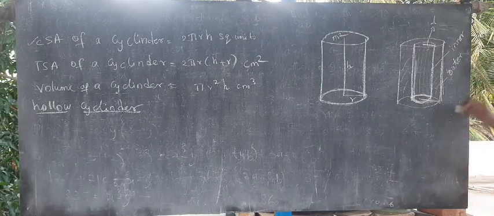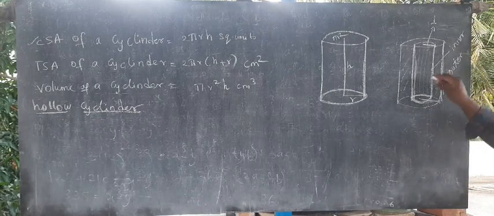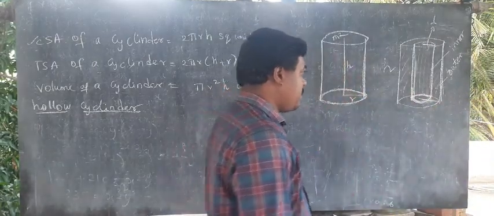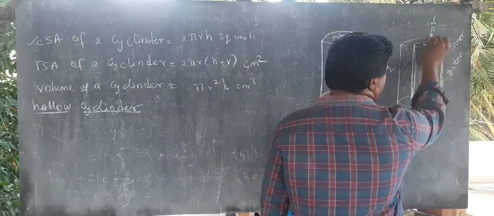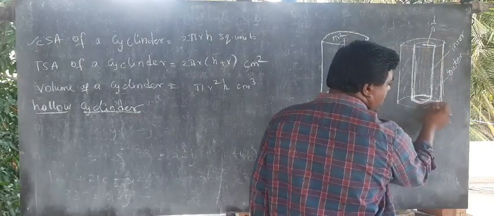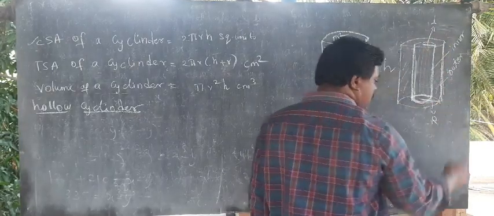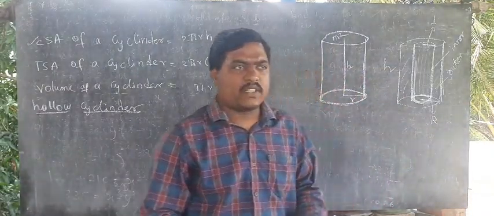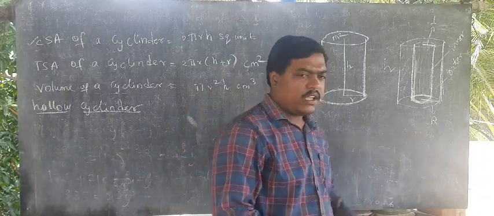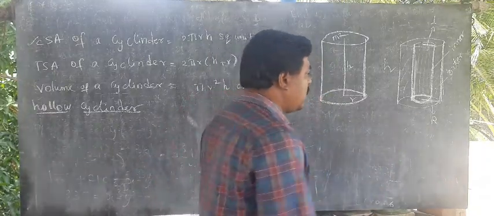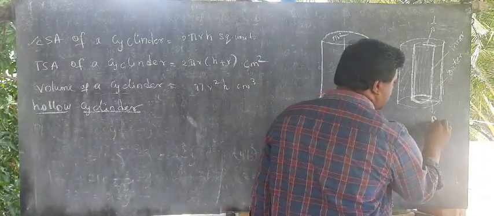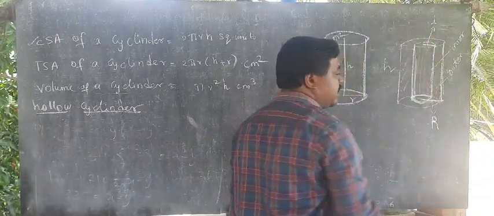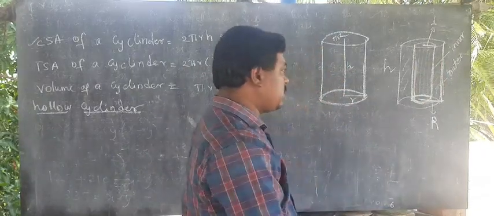For the outer region or the inner region, both heights will be the same, h only, no problem. But for the inner region we have a small r. For the outer region, from here to here, we write capital R. So for a hollow cylinder or hollow sphere, hollow means we have two radii. One is capital R, one is small r, right? Small r is the inner radius and capital R is the outer radius, right?